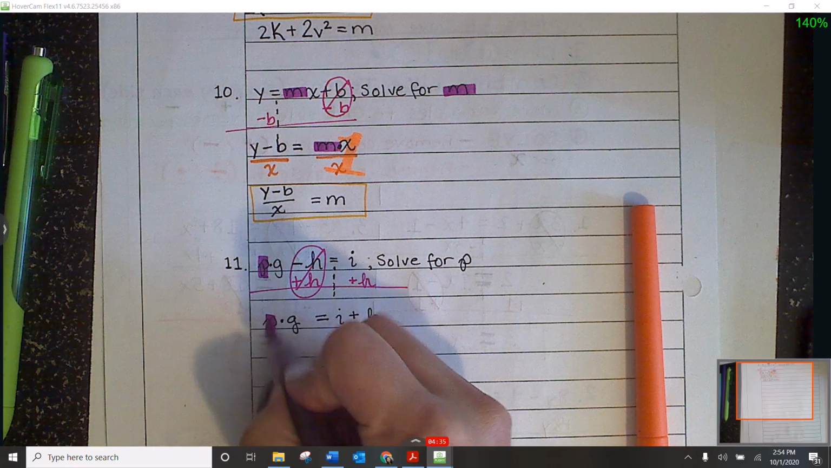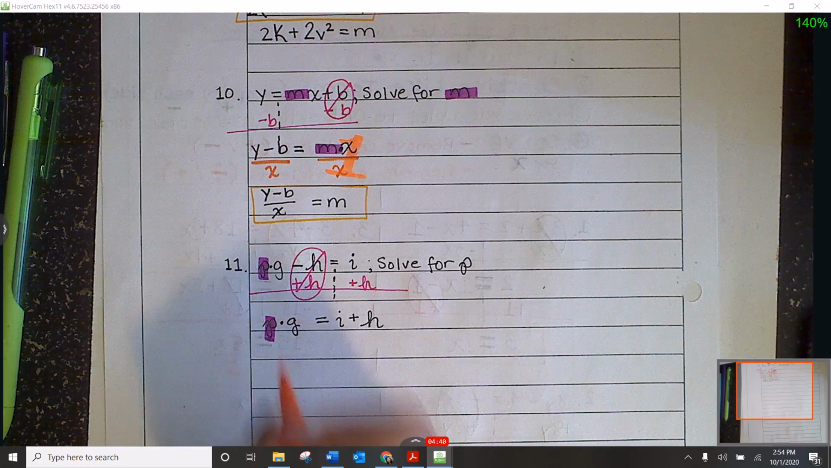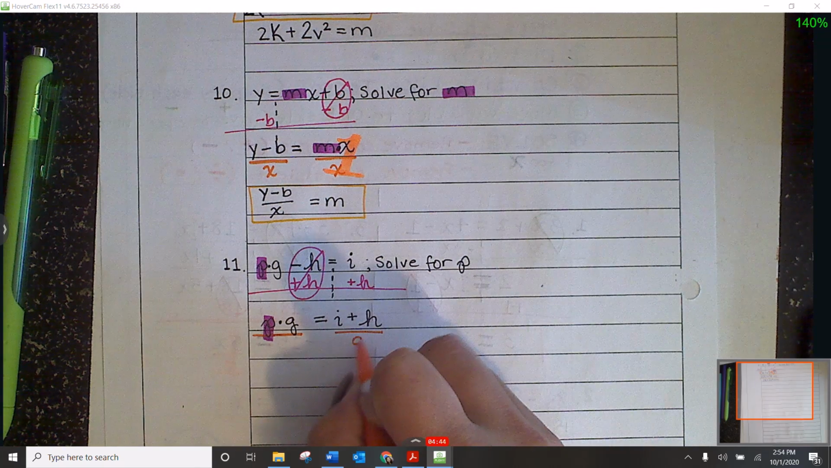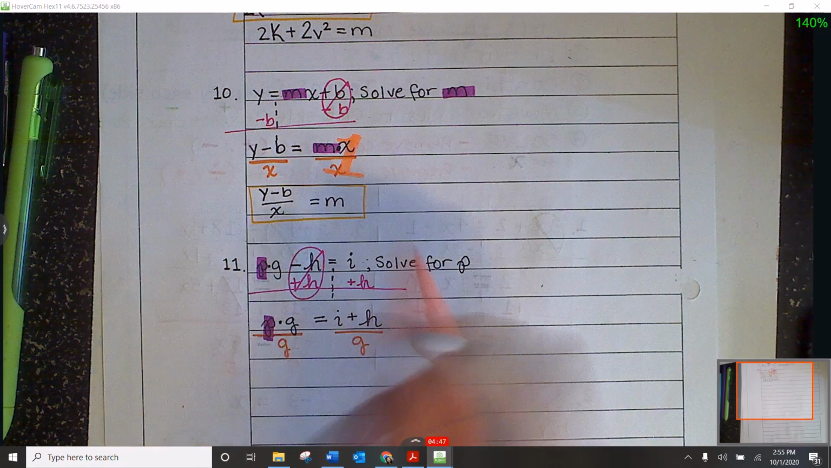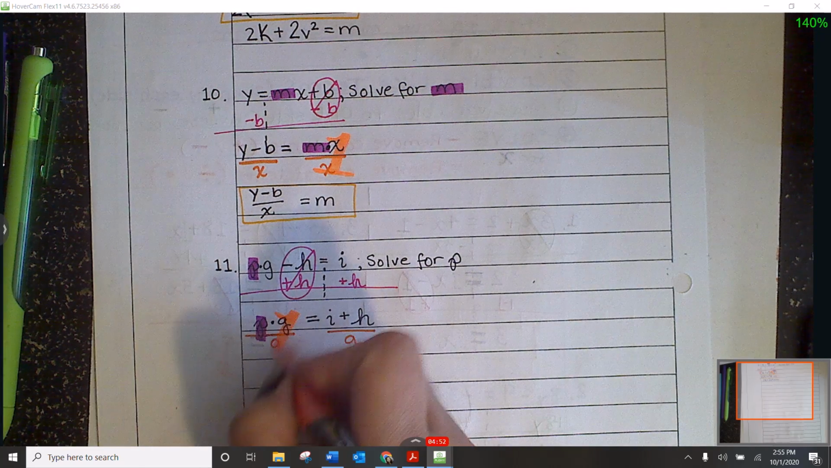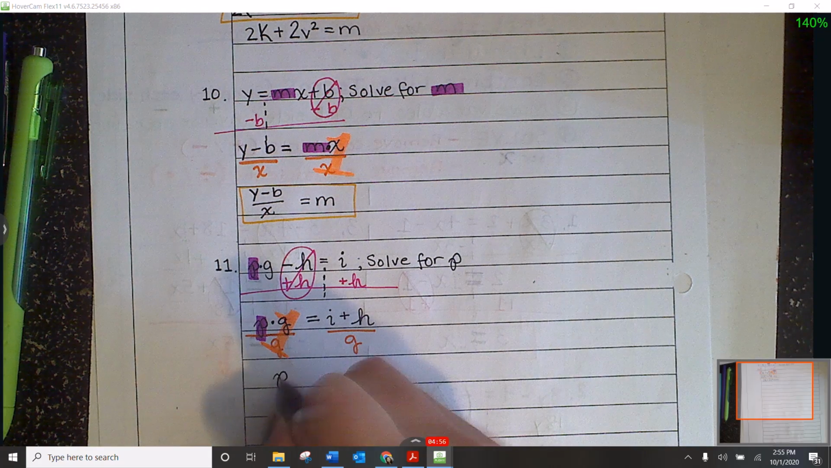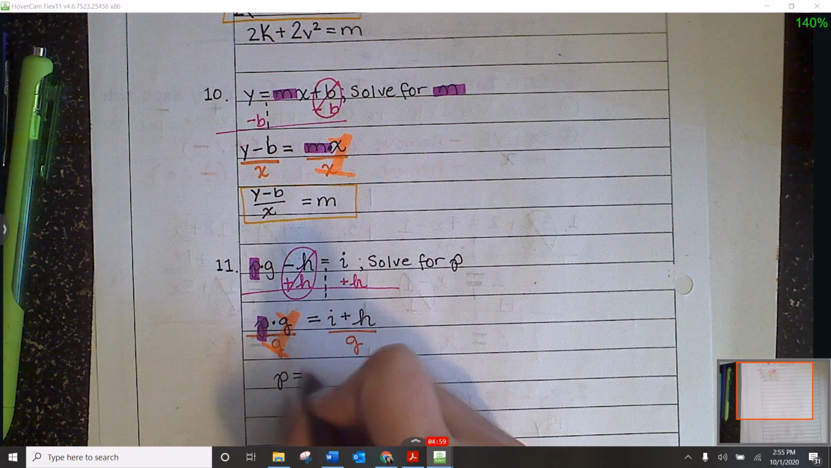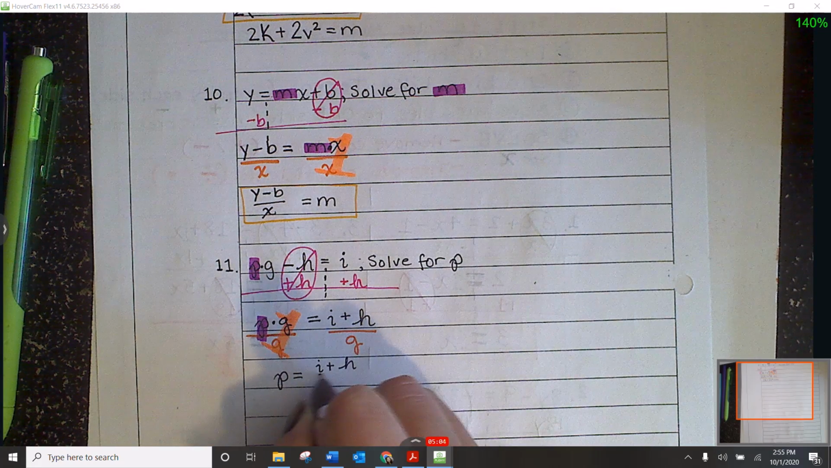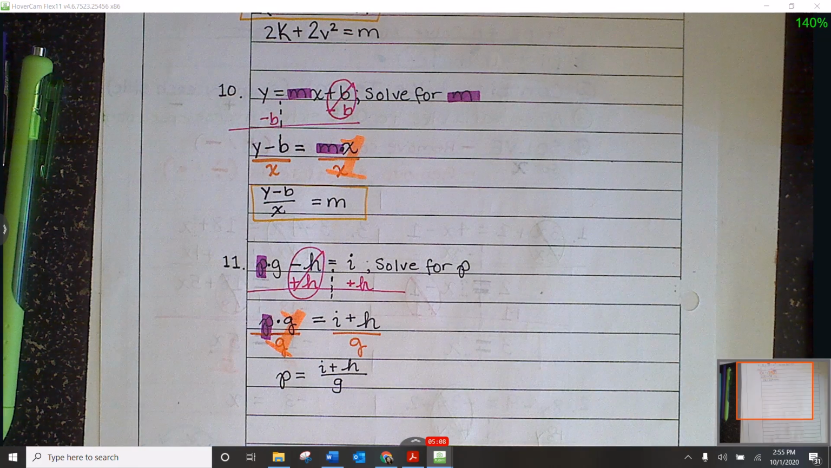Since P is being multiplied by G, the inverse operation would be dividing both sides by G. Remember, G over G reduces to 1. So therefore, I'm just left with P equals, I know it doesn't look pretty, and it's okay if it doesn't look pretty, I plus H divided by G.